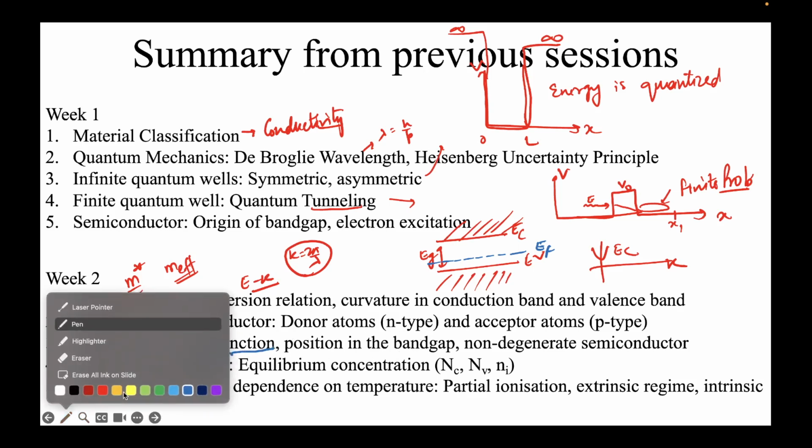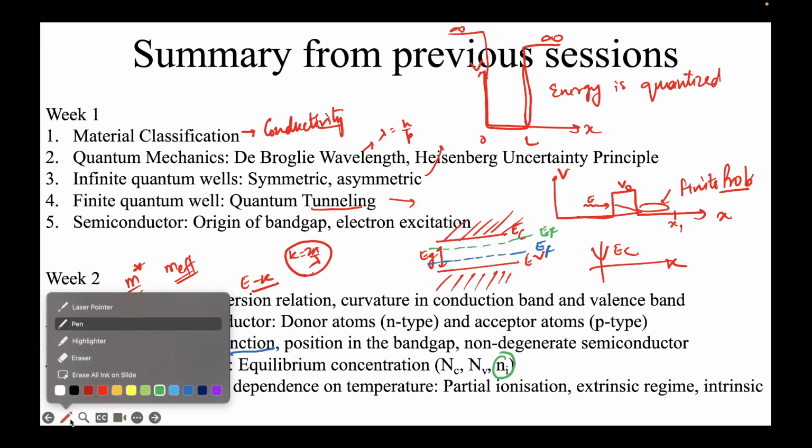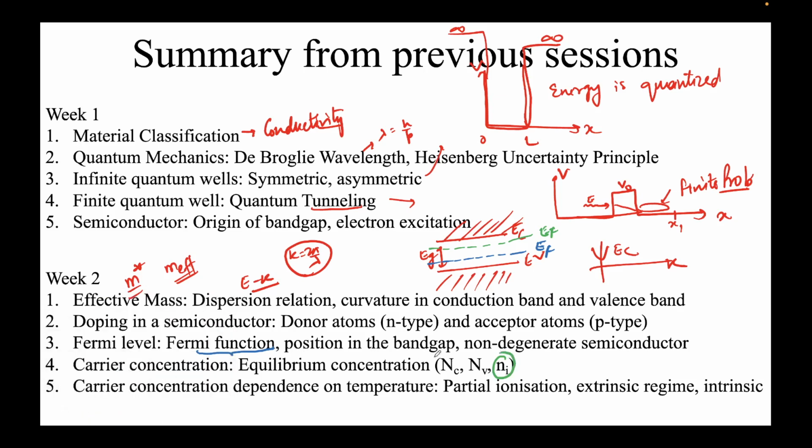So if the doping is p type, we saw it was closer to the valence band. If it's n type, it's closer to the conduction band. This is for n type, the green is for n type, right? And then again from the Fermi function and all that, we saw there's some carrier concentration at equilibrium. So n_i denotes the intrinsic carrier concentration for electrons. If you recall, it's 1.5 times 10 to the power 10 cm^-3.